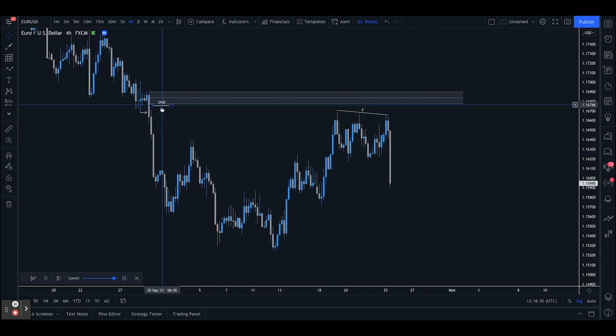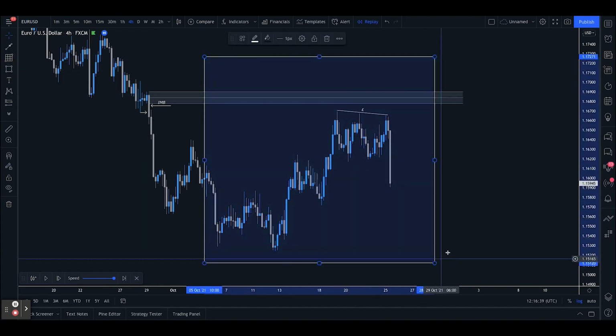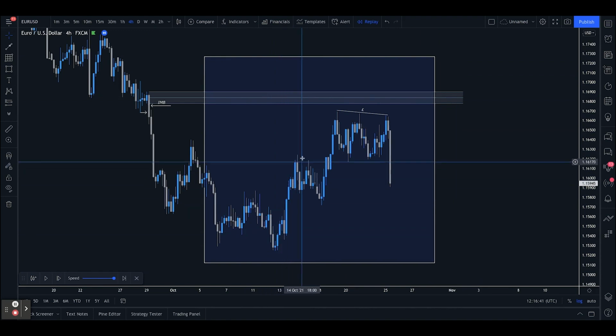If we then look towards the substructure, that's the overall swing structure, right? The substructure is the structure within higher time frame trends. From this point onwards, we are looking at the substructure because from this area here we started forming higher highs, higher lows, higher highs, and at this point we haven't actually formed a lower low.